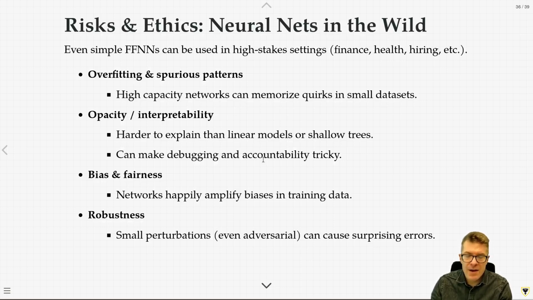As always, everything we're talking about carries risks and ethics in the real world. Even these simple neural networks can be used in high-stakes settings. I mentioned a few relatively high-stakes settings, like the post office. The post office is highly important, and so are finance, health, hiring, or admitting students into university or grad school. So similar problems still exist. Overfitting might be a problem if you have neural networks with, as we've seen, orders of magnitude more parameters than simpler models. Does that mean overfitting is going to be a problem? How do I identify that?